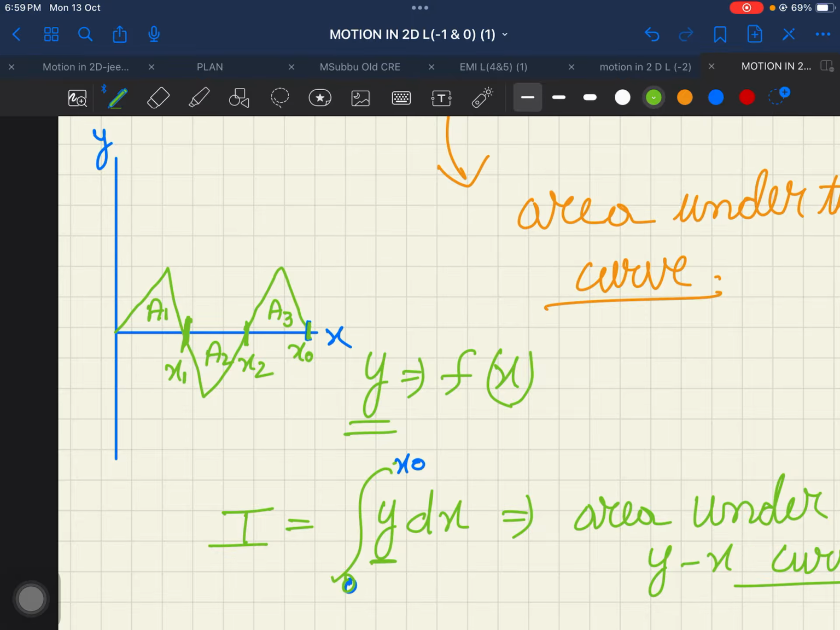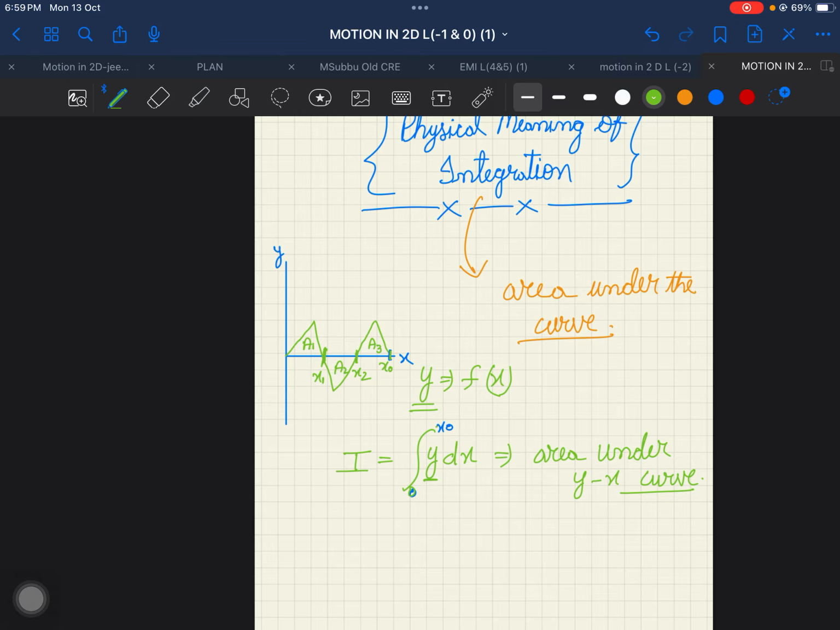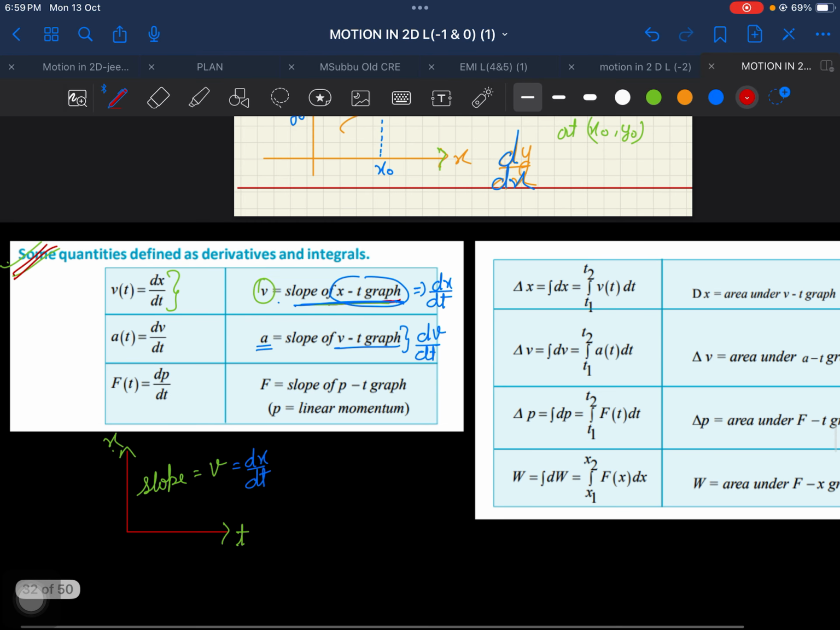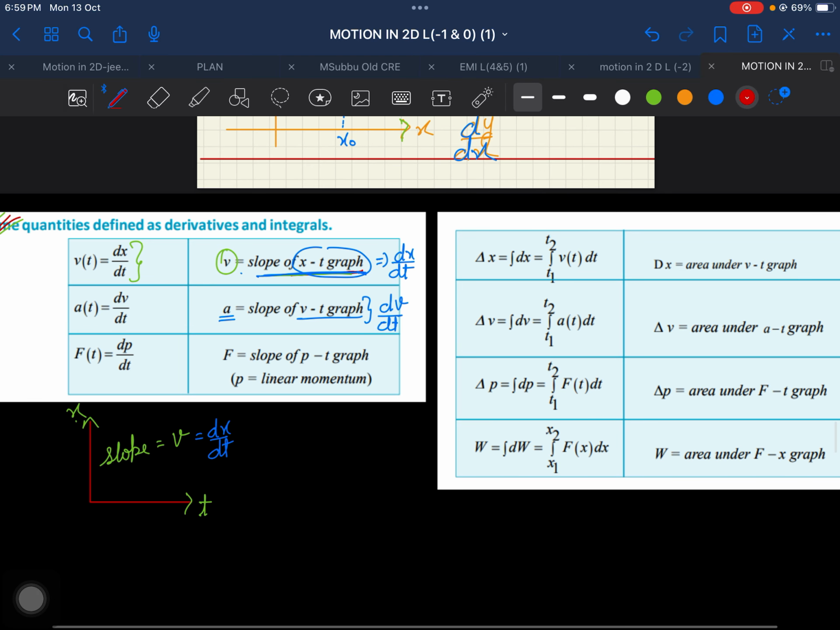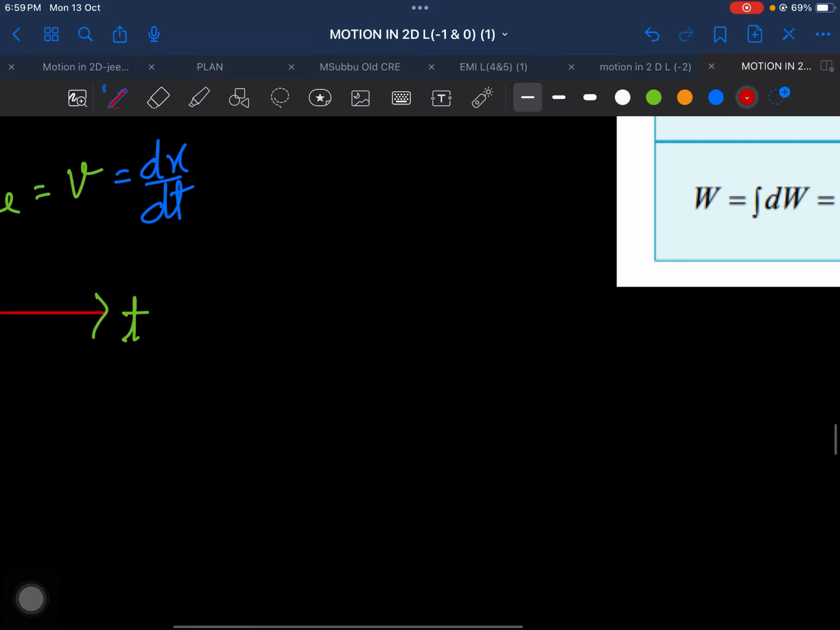Okay, students, I hope this is very clear to all of you. So this is the physical meaning of integration. The conclusion is simple: it is the area under the curve. That's it. This is what you have to think. Now let me tell you what it means in physics. If you talk about physics, let me tell you this very well.